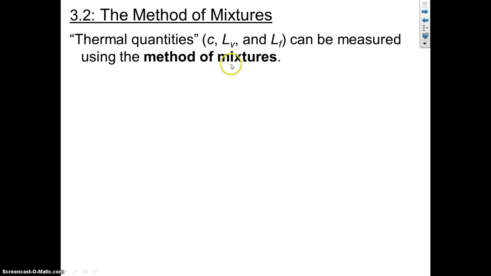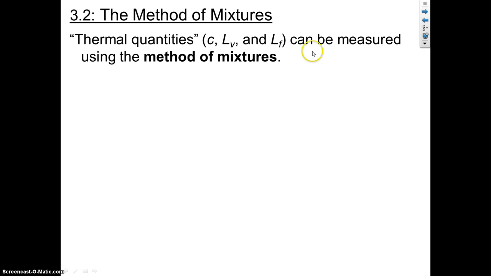So the definition for latent heat of vaporization is the amount of heat required to vaporize 1 kilogram of a substance. And again here, latent heat of fusion has a definition of the amount of heat required to melt 1 kilogram of a substance, or to solidify, to freeze 1 kilogram of a substance.